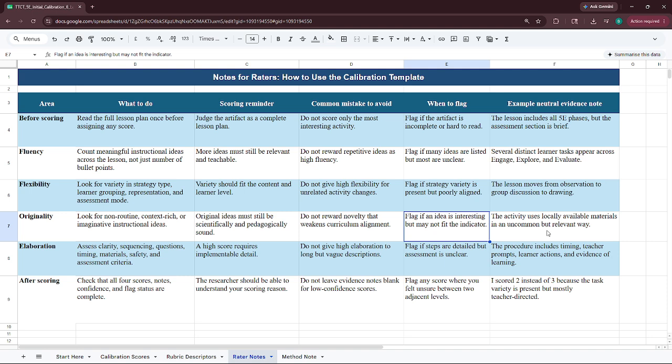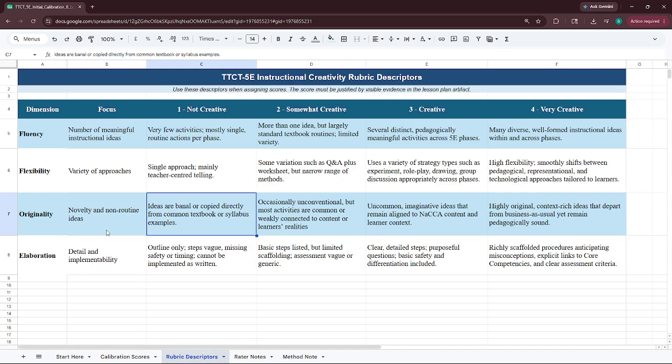So one of the evidence notes you can consider: the activity uses locally available materials in an uncommon but relevant way. See, so this is under your discretion. So if you believe that some activities were unique for you, you just have to put the evidence there, the reason why you think it's so unique, and then why you want to rate it the way you want it.